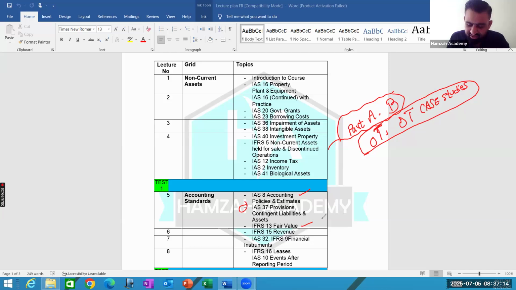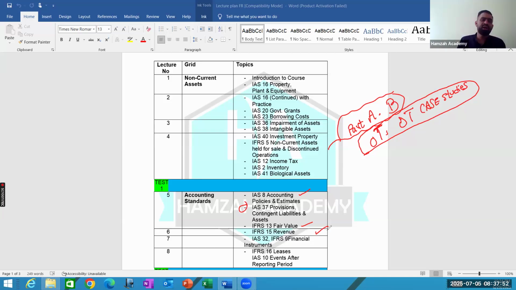Then we have a touch of IFRS 13. It is an accounting standard of fair value measurement. If we have to measure some assets or liabilities at fair value, then how should the fair value be determined? For that purpose, we have IFRS 13. Then we have IFRS 15. It is an accounting standard of revenue recognition and revenue measurement. In IFRS 15, we will talk about revenue.